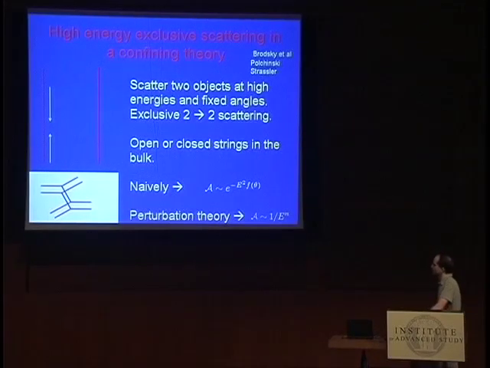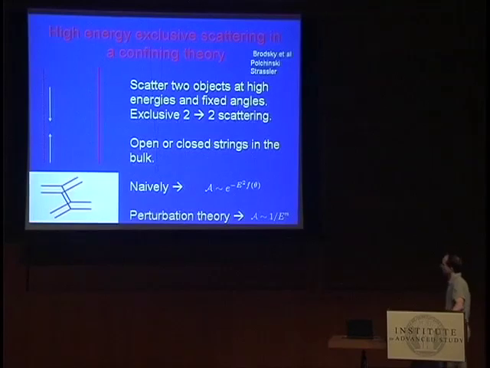So it's not like QCD, which will have an AdS dual, but almost AdS dual, but with very small radius of curvature. Here, let's imagine that the radius of curvature is large enough so that we can use the gravity computations. And we compute, again, exclusive 2-to-2 scattering. So we take these two objects, and we just simply scatter them.